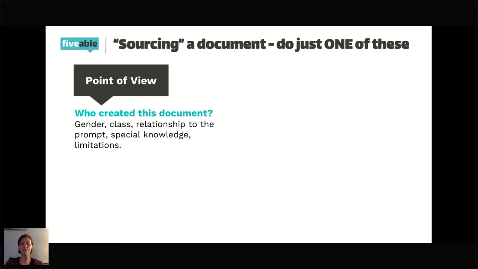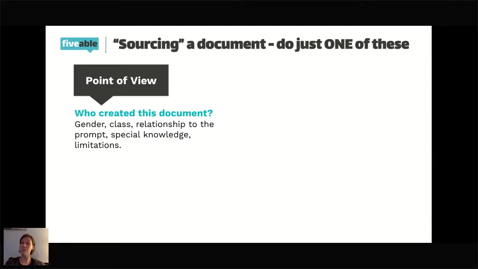Point of view. A lot of times when I am talking to younger students, people get a little confused about point of view because in English class and in literature, when we talk about point of view, we often are thinking about, is it in first person narrative form? Is it third person omniscient? Point of view doesn't mean quite the same thing in historical writing. So the question we want to ask ourselves when we're thinking about point of view is, who created the document? What do we know about that person?